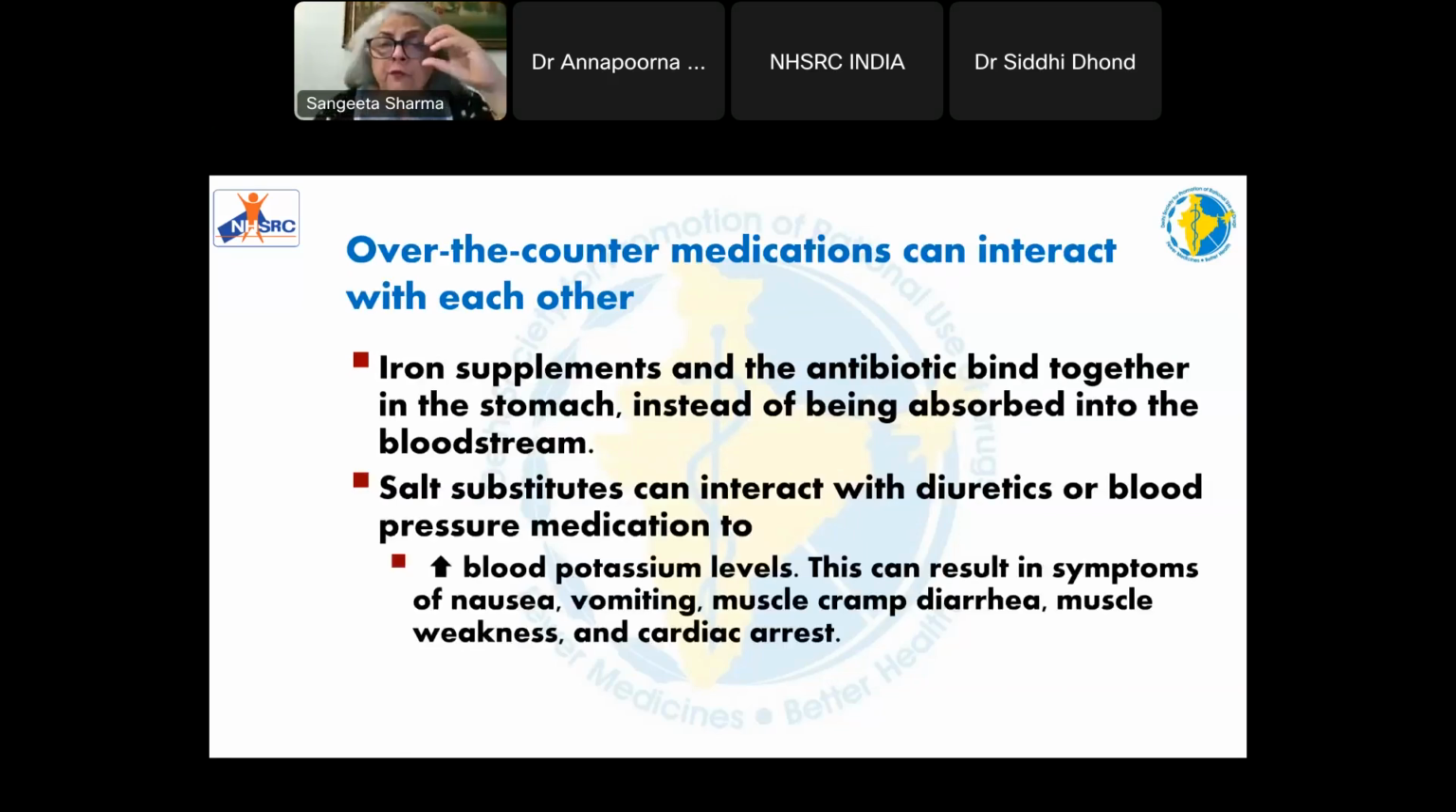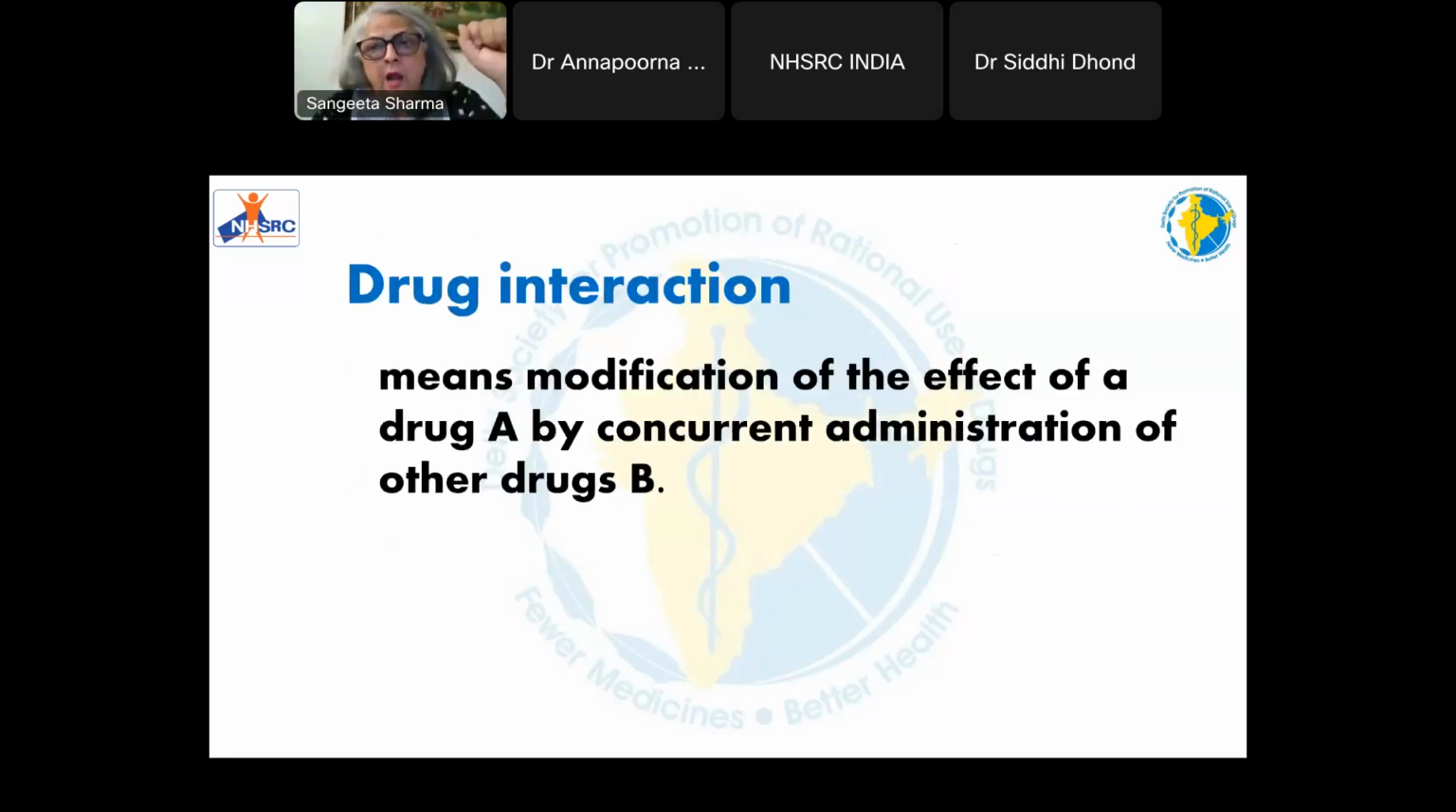Then we need to be worrying about this because a lot of patients are also taking over the counter medications, which can interact with each other, like iron supplements, herbal supplements, nutritional supplements, salt substitutes. All of these can interact with the regular prescription drugs and can cause harm to the patients. So now we know the size of the problem. Now let's get into the mechanism of it.